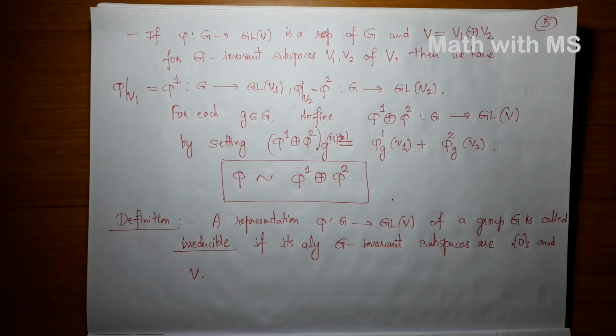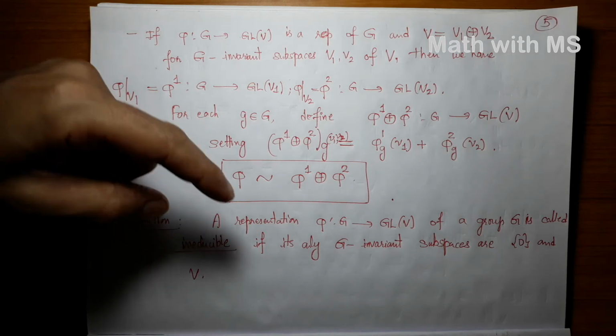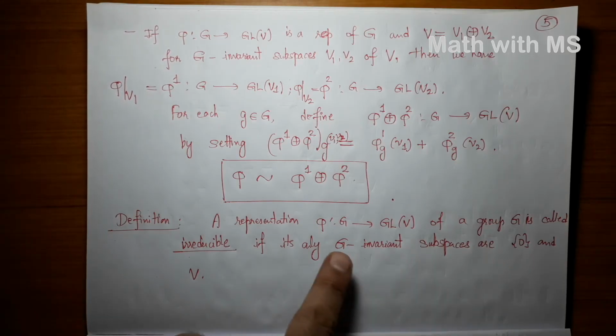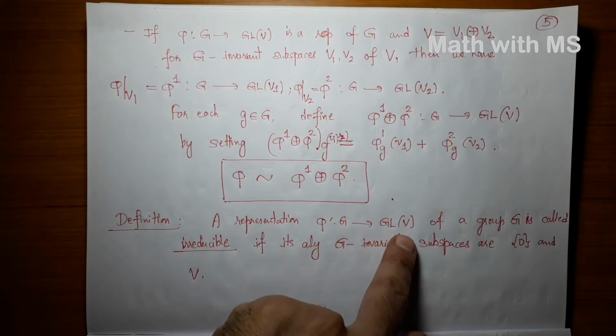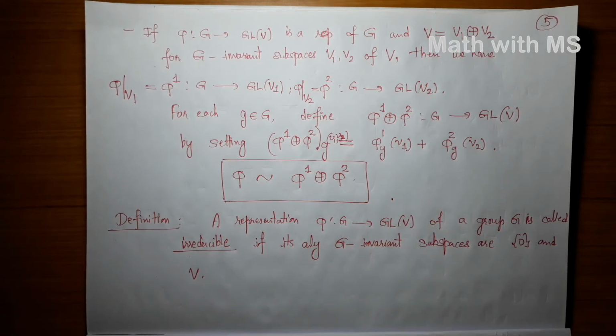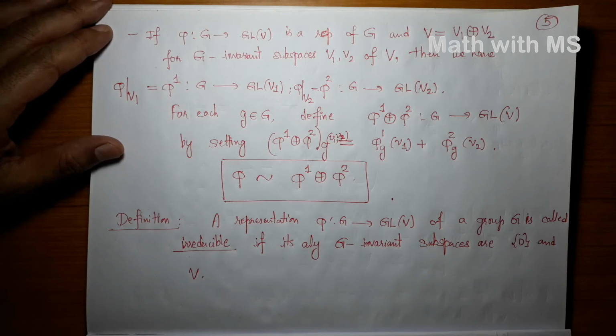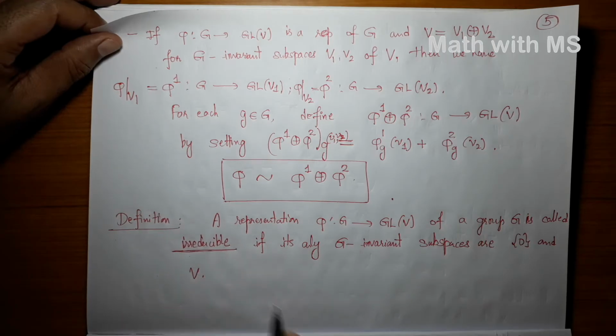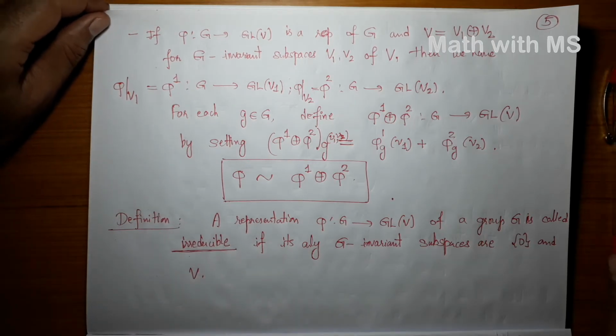That means you cannot decompose this representation as a direct sum of two non-zero representations. Non-zero here means going into GL of a non-zero vector space, so a zero dimensional vector space will not really give anything. So a representation is said to be irreducible if it does not have any proper G invariant subspace. This irreducibility is some analog of primes in the prime factorization of natural numbers. Okay, so let us see some examples.